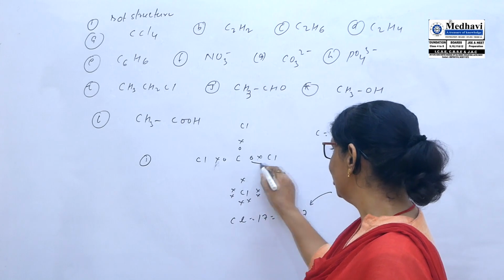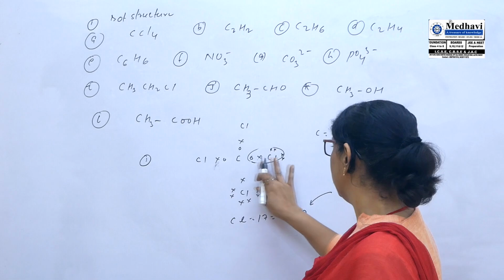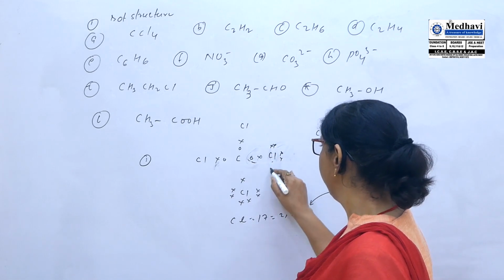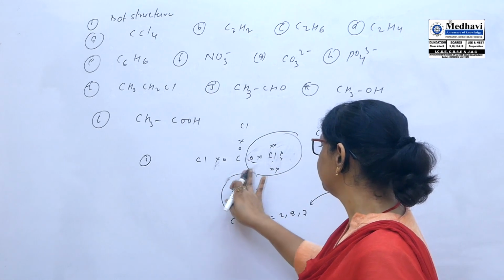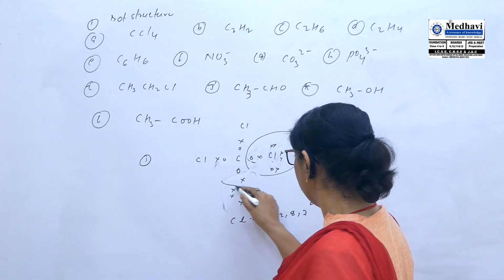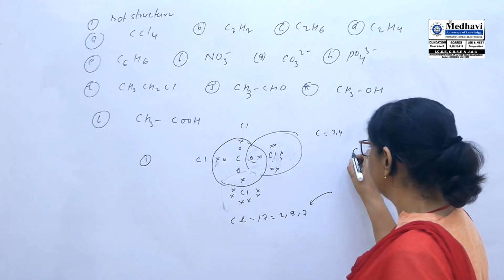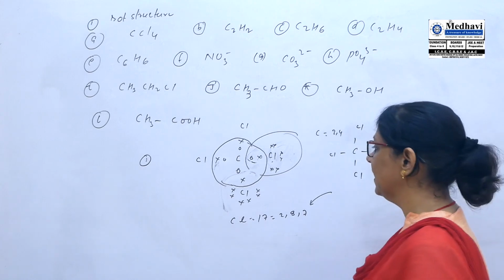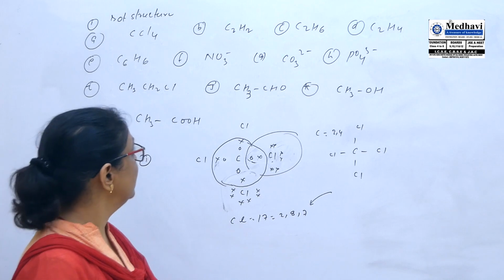This way the octet of chlorine has been fulfilled. I am showing only 1 electron shared because it will be only 1, and the octet of carbon has also been fulfilled. So we can say that 4 single covalent bonds develop between carbon and Cl. This is a covalent bond between carbon and Cl.